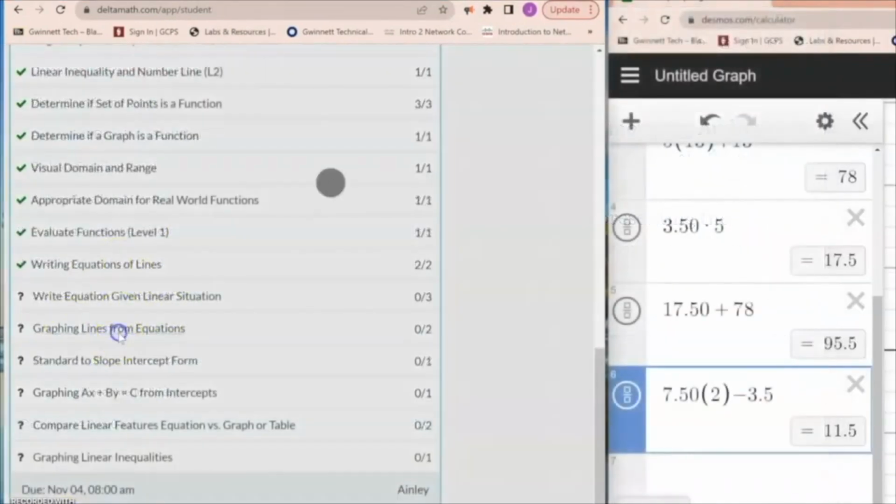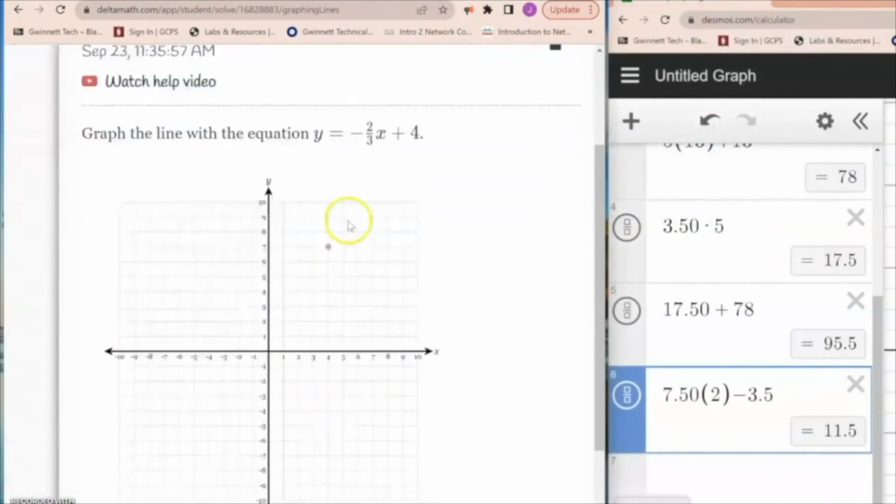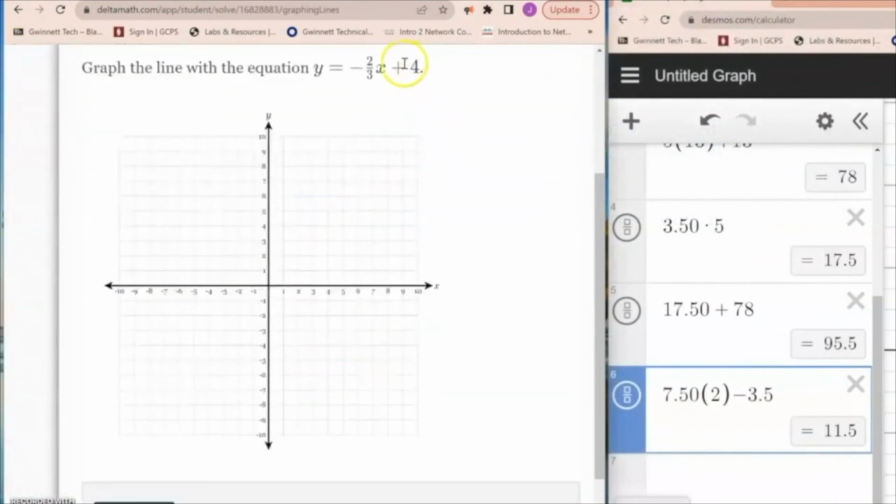All right, so we're going to take a look at graphing lines from equations. Graphing lines is pretty straightforward. Again, everything is y equals mx plus b, where b is the y-intercept. So you go to 4. That's the y-intercept. Then this tells you rise over run, right?